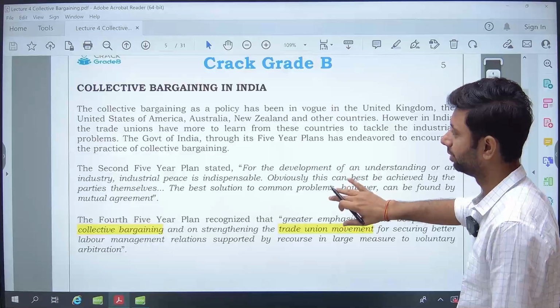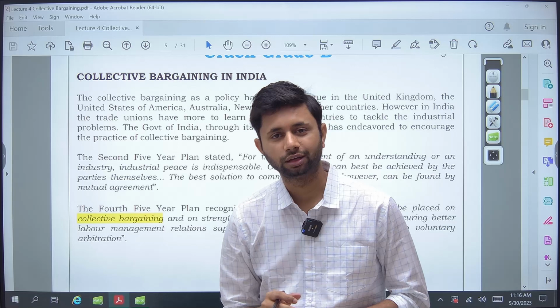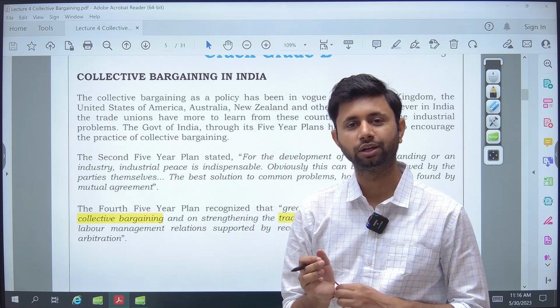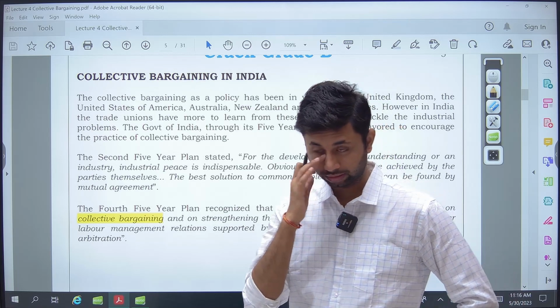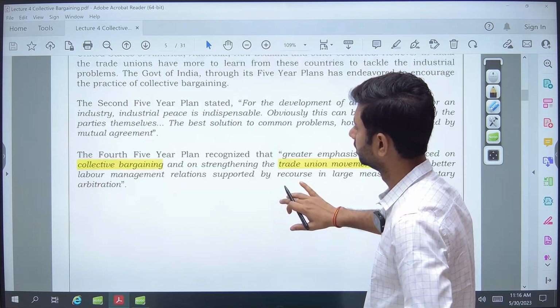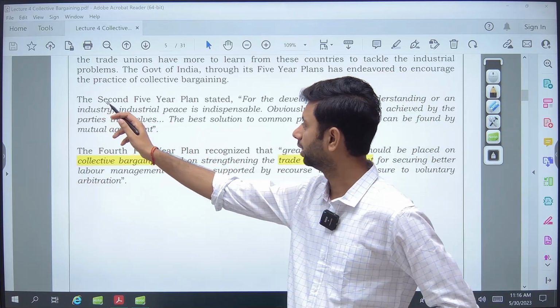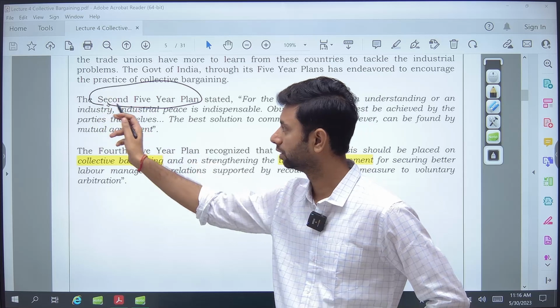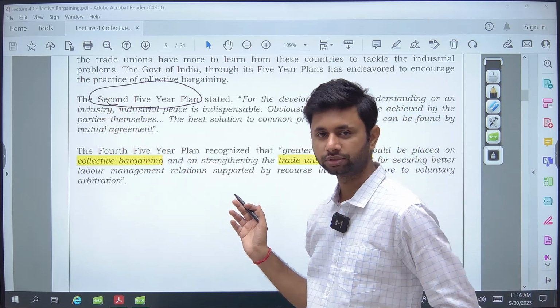Now, what about collective bargaining in India? Has India talked about collective bargaining? Let's see. The second 5-year plan. See, even after independence, we directly went to the process of collective bargaining.